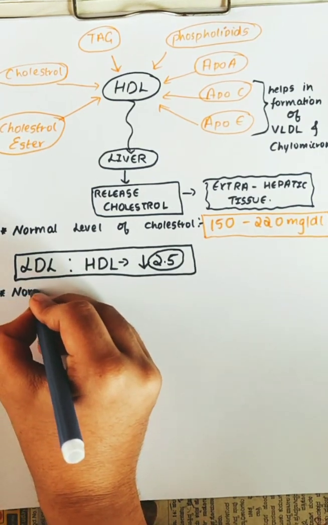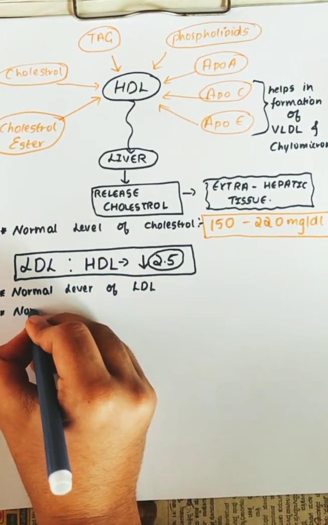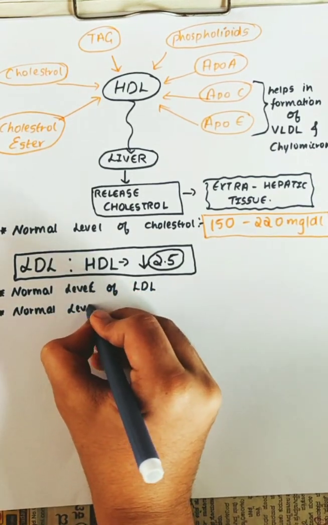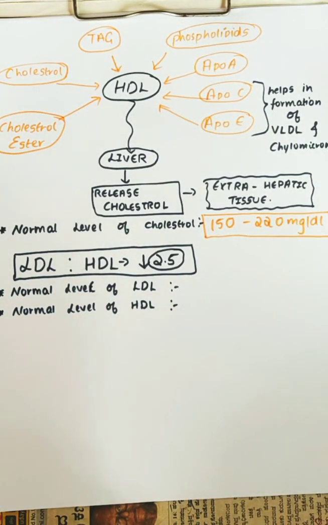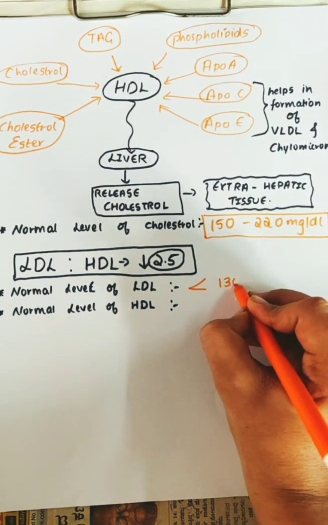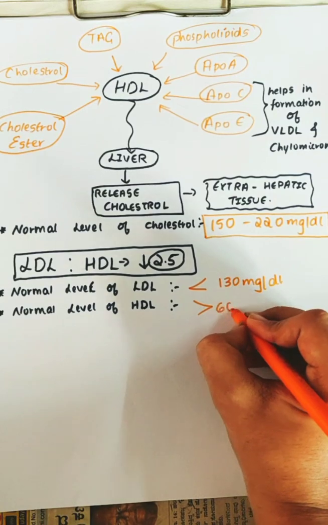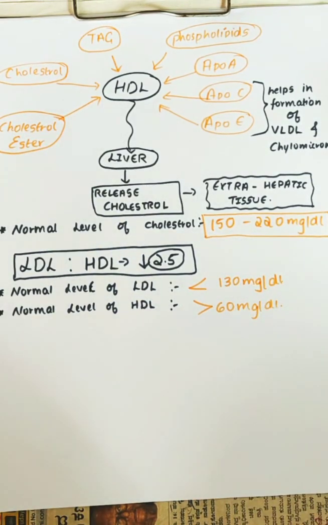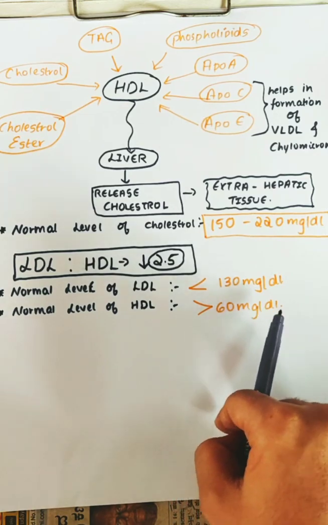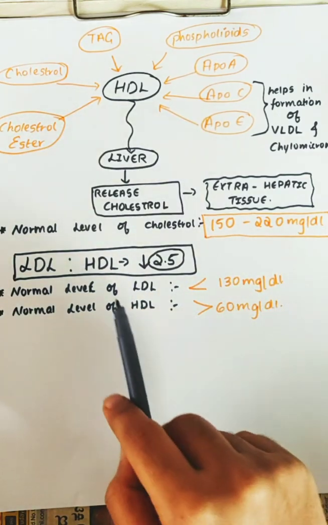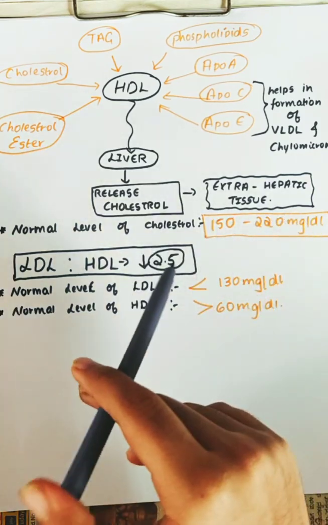Then we'll study the normal level of LDL and the normal level of HDL. LDL should be less than 130 mg per dl and HDL should be greater than 60 mg per dl. The LDL to HDL ratio should be less than 2.5. The normal level of cholesterol should be 150 to 200 mg per dl.